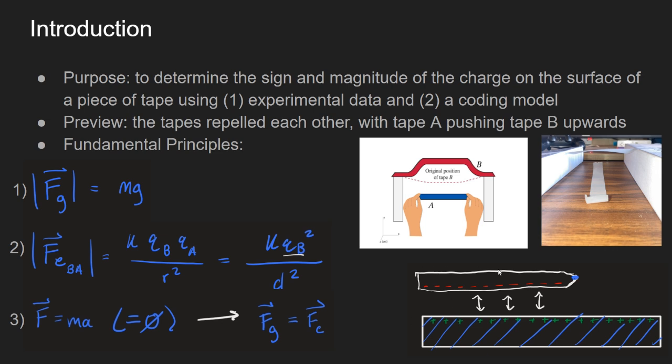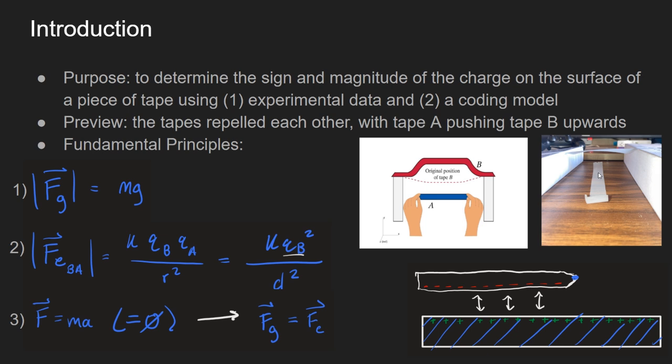So I rubbed the pen, and using this diagram, this shows that it was attracted to the pen, and a pen has a negative charge when you do that. So it means that it must be a positive charge on the sticky side of the tape. And right here is just a picture of my setup.